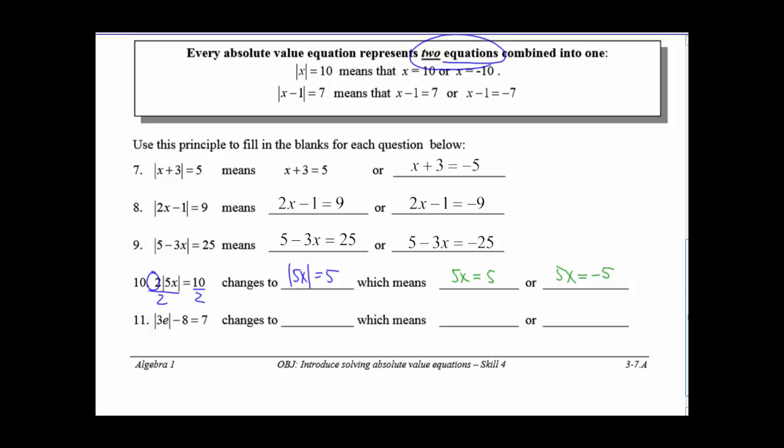So number 11. Go ahead and hit pause. Try it. Check back in about 20 seconds. Go.